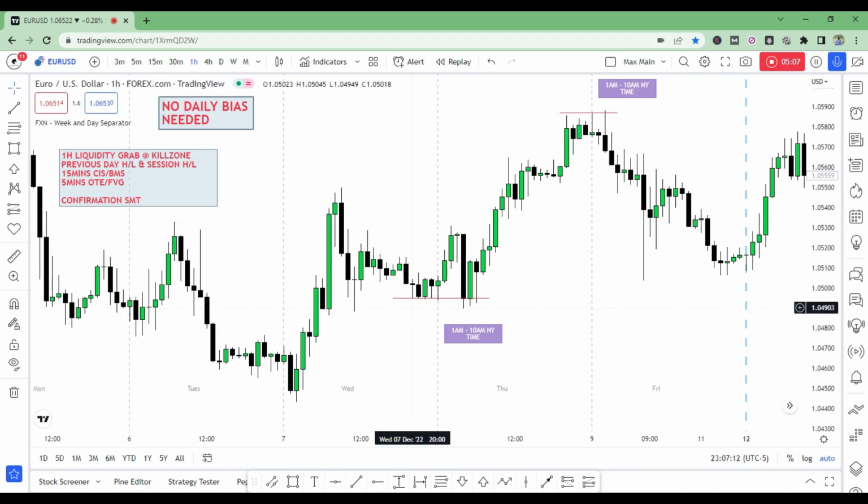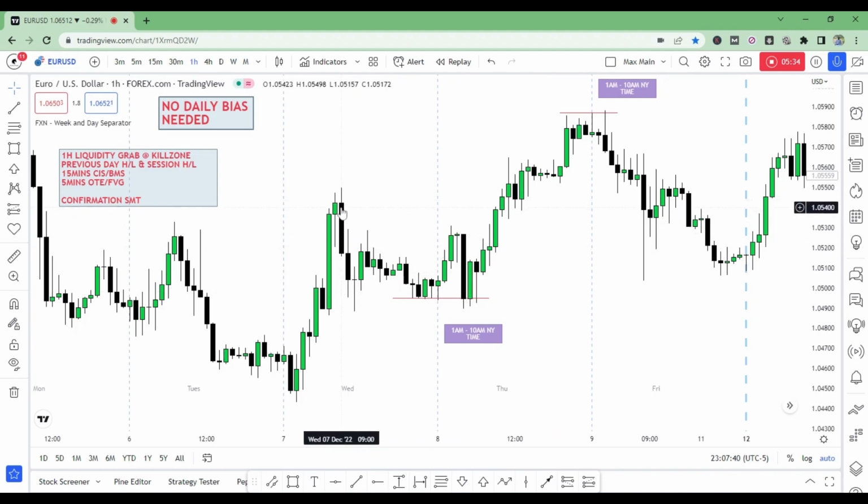From here, once you see the 1 hour has grabbed liquidity, you want to be looking at the 15 minutes. How do you confirm that this market is likely to reverse? You drop down to the 15 minutes. From the 15 minutes, we're going to be looking at the change in state of delivery and the break in market structure for us to start confirming that the market has started reversing intraday. So even before we go further, we have liquidity.